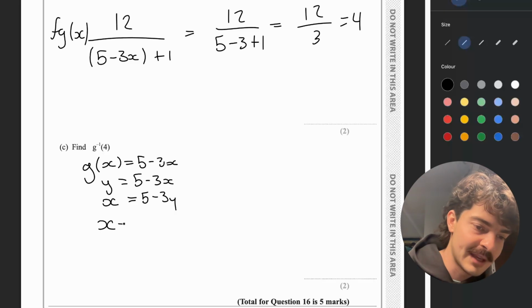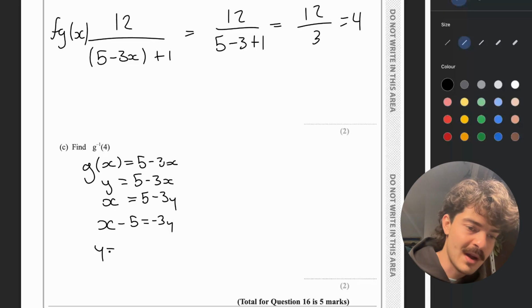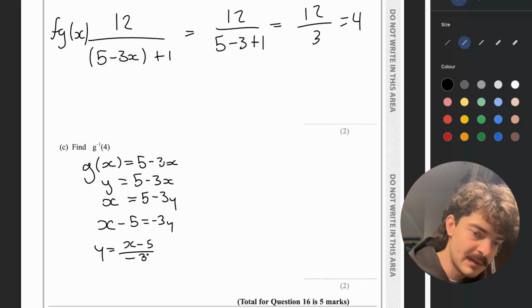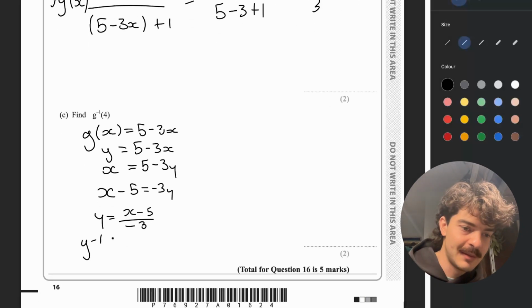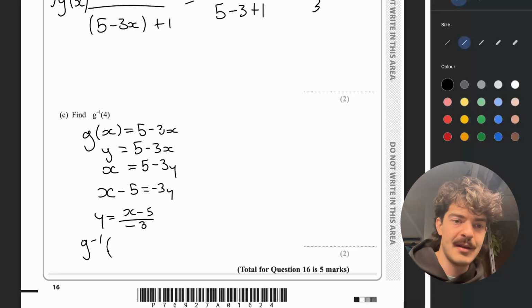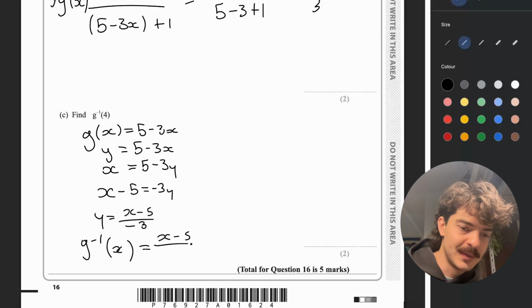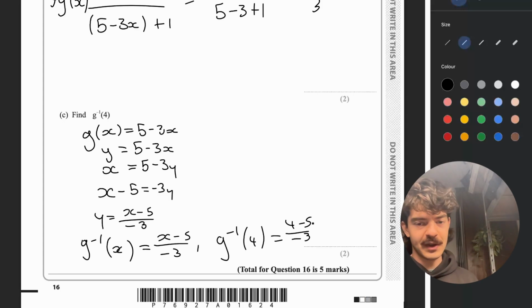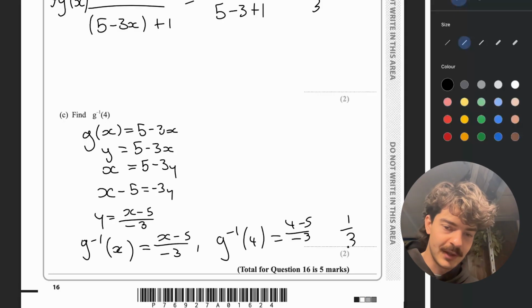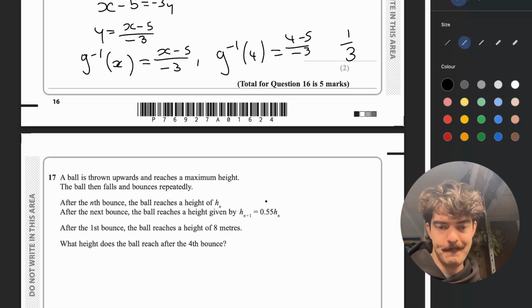So x minus 5 equals minus 3y. And then we're going to divide by minus 3. So y is equal to x minus 5 over minus 3. Cool. And now, just to figure out what g minus 1 of 4 is, all we're going to do is substitute the 4 into this equation and figure out what it equals. 4 minus 5 over minus 3 is going to give you a third. Nice.